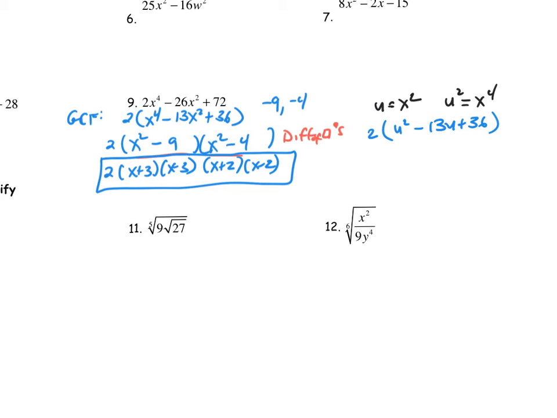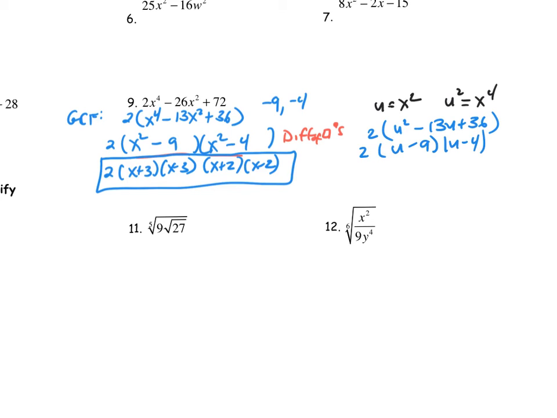Now I need to find 2 values that multiply to positive 36 and add to negative 13. So that's going to be 2 times u minus 9 times u minus 4, the same values as we found before, because negative 9 times negative 4 is 36. Negative 9 plus negative 4 is negative 13.